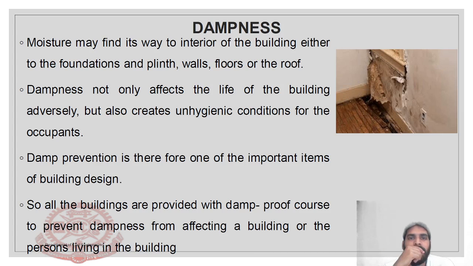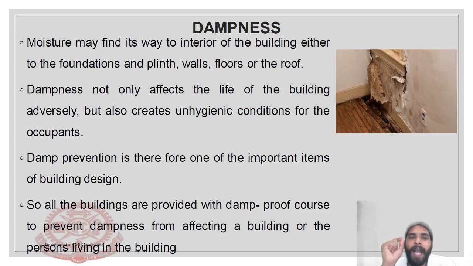Then read two more lines. Moisture may find its way to the interior of the building, either through the foundation and plinth wall, floors or roofs. The moisture has a capacity to infiltrate through the walls, roof, the foundations, etc. They have the capability to penetrate, right?